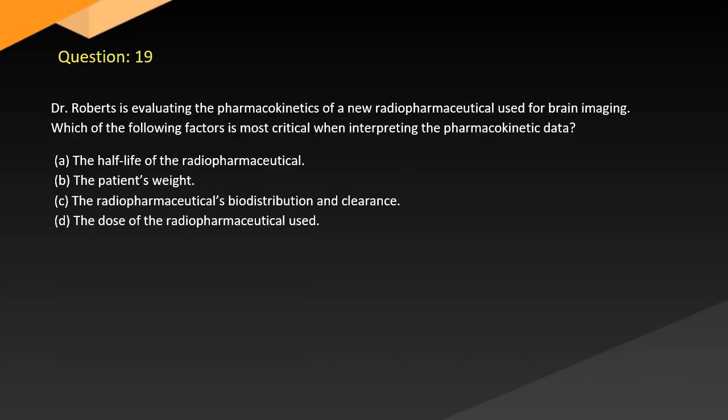Question 19. Dr. Roberts is evaluating the pharmacokinetics of a new radiopharmaceutical used for brain imaging. Which of the following factors is most critical when interpreting the pharmacokinetic data? A. The half-life of the radiopharmaceutical. B. The patient's weight. C. The radiopharmaceutical's biodistribution and clearance. D. The dose of the radiopharmaceutical used.